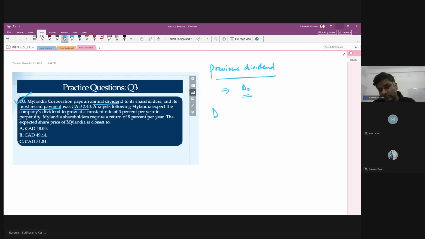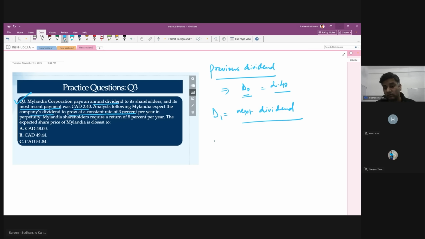Please remember, D1 is the next dividend. I'm telling you very clearly, this is one of the common confusions in the exam. D1 is the next dividend. The previous dividend is D naught. So D naught is 2.40. Analysts following Milandia expect the company's dividend to grow at a constant rate of 3%.